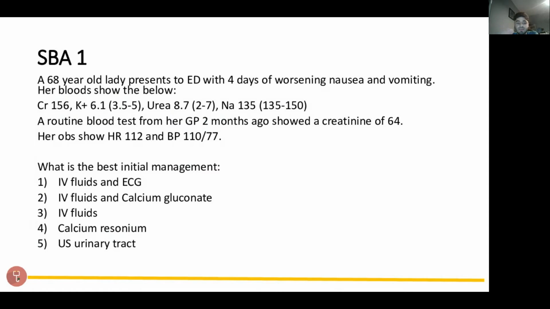There are some doctors that would only wait for ECG changes, so that really is dependent on the clinician. It's probably safest to give it, especially as an F1: potassium more than 6.5, give your calcium gluconate.